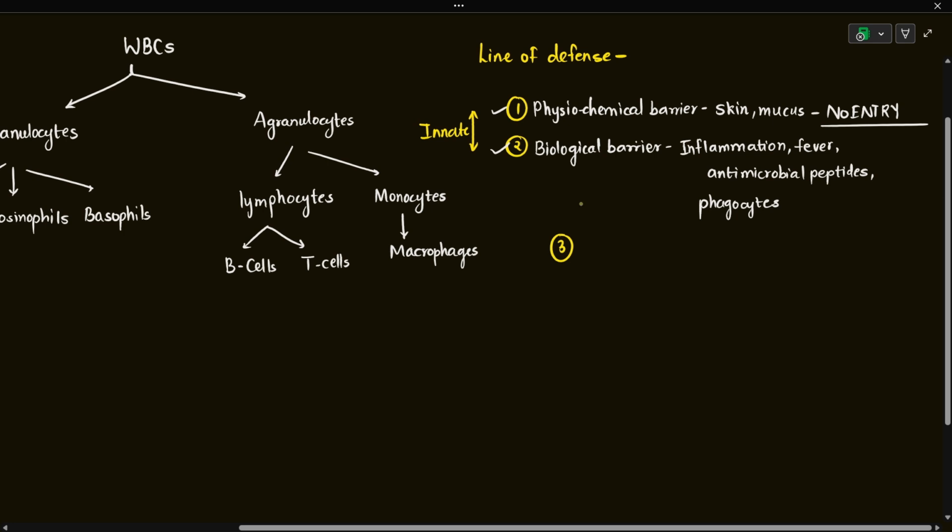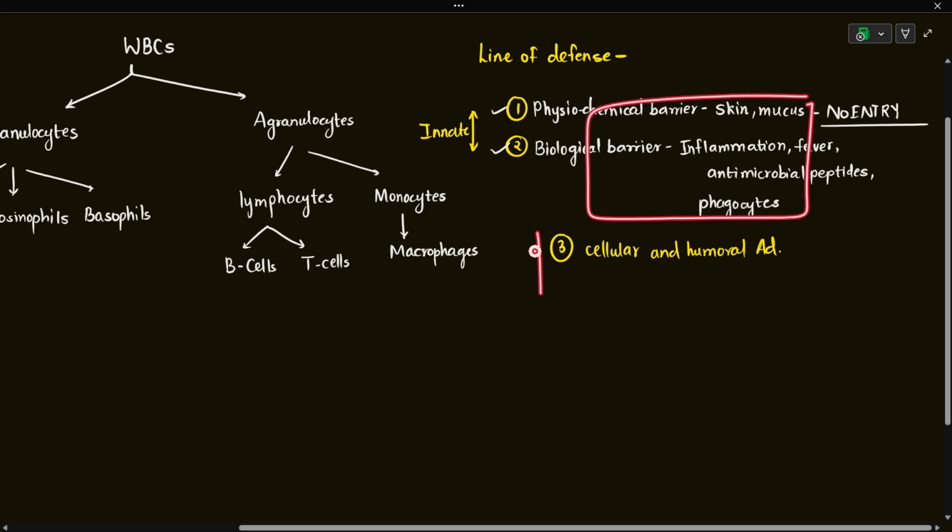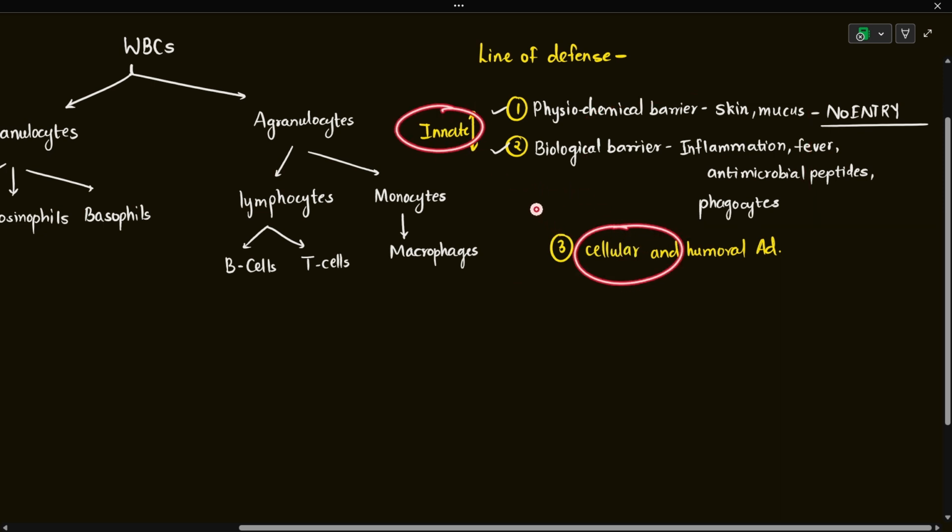So the cellular and humoral adaptive immunity are going to work together with the innate immunity to kill the pathogen. This does not mean that if all of those things are failing, now only B cells and T cells are going to work. No, both the innate immune system and the adaptive immune system will work together in coordination to kill that pathogen.